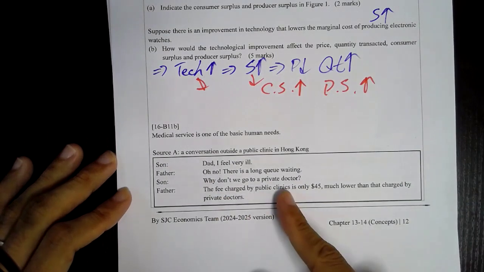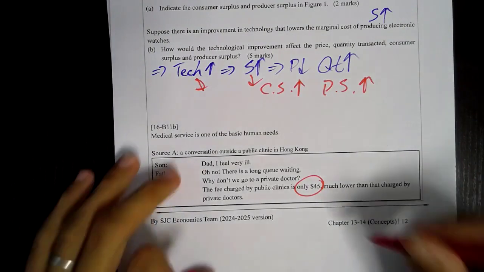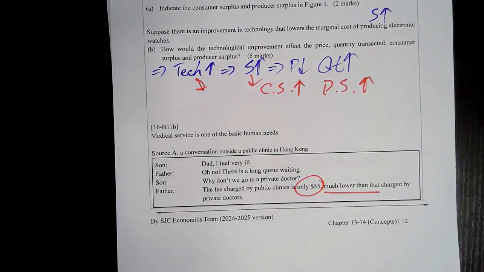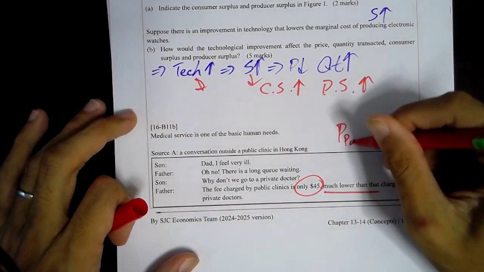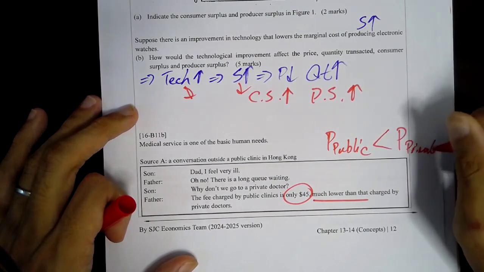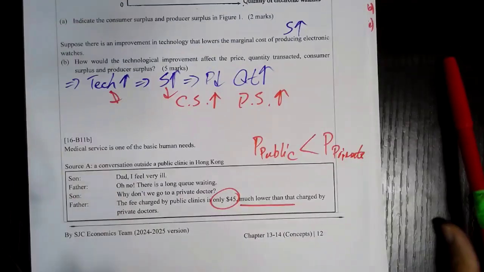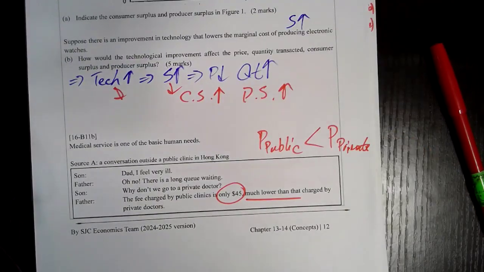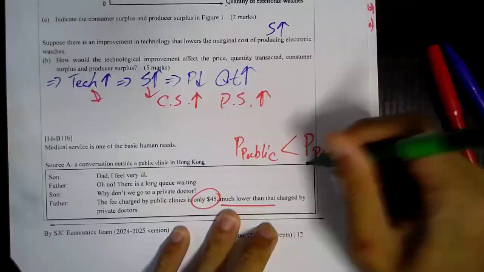佢話啦，the fee charged by a public clinic is only $45，45蚊啫喎，which is much lower than that of private doctors. 嗱，即係我哋而家知道啦，the price of a public is much lower than the price of a private doctor. Of course, right? 好啦 we have a question. 我哋有個好重要嘅問題啦。Which price do you think would reflect the market situation more accurately? The answer is of course private one.